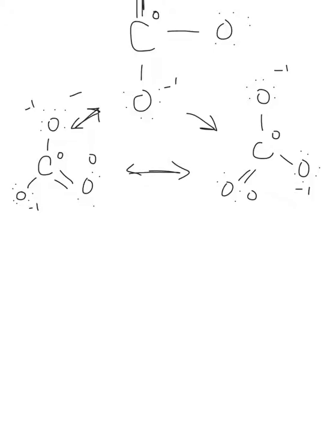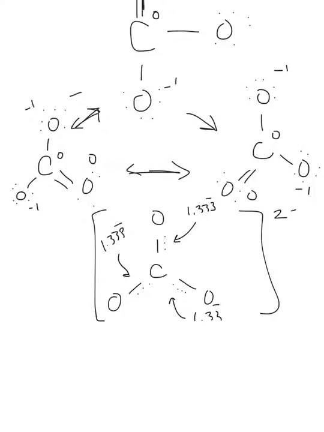Rather, the true structure is an average of the three different structures. In fact, the true structure is actually something like this. The result of having equivalent resonance structures is that each carbon-oxygen bond isn't really a single or a double bond at any given point in time. It's more like having a 1 1/3 bond all the way around. Carbon still maintains its octet because it has 3 1 1/3 bonds, which gives you a total of 4 bonds.